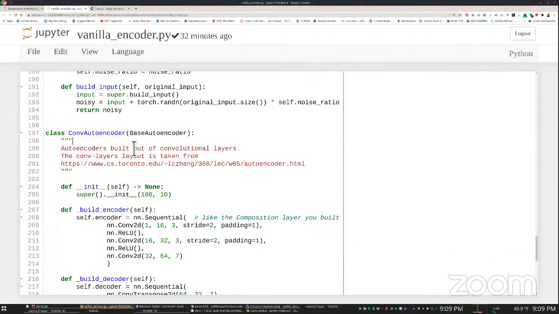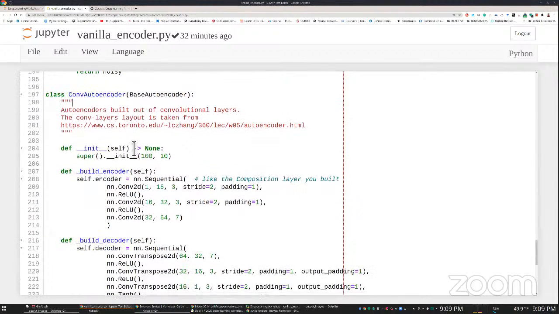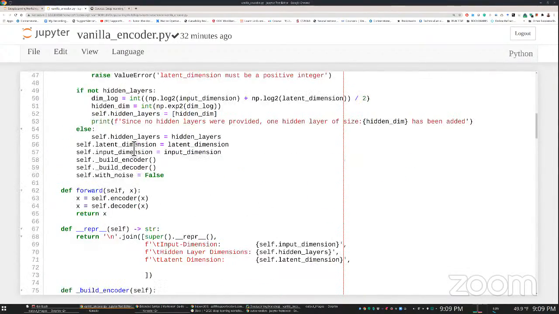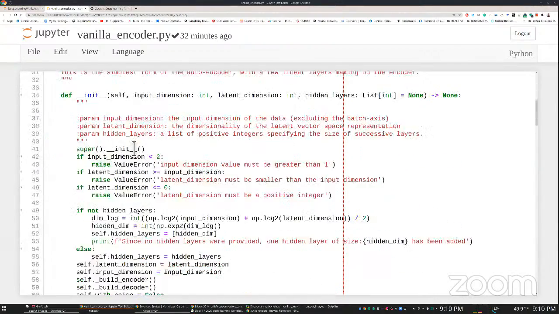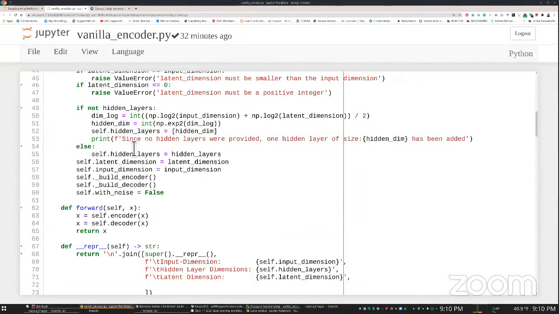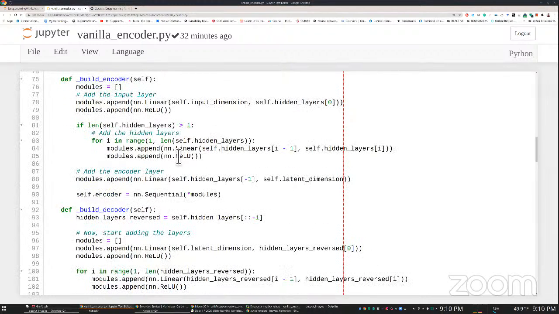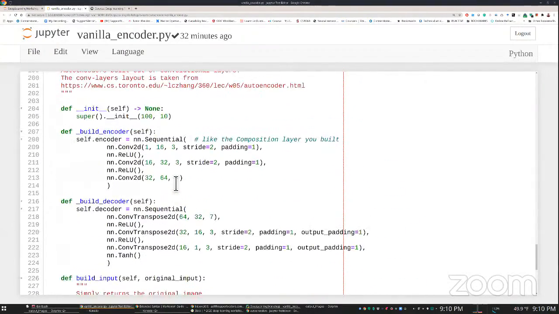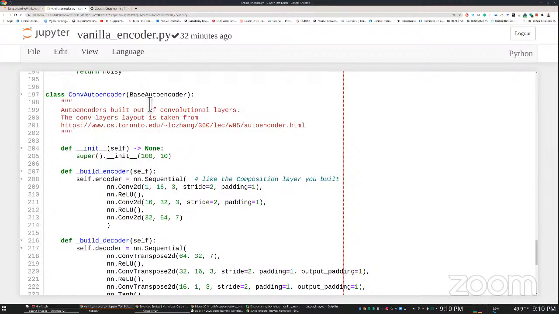Now I can build an autoencoder out of convolutional layers instead of feed forward or linear layers. If you look back here, the default autoencoder I created out of linear layers, right? Build encoder. Do you notice that everywhere I'm using linear layers? What are linear layers? These are fully connected dense layers. You don't have to use that. You can instead use convolutional layers. So here it is.